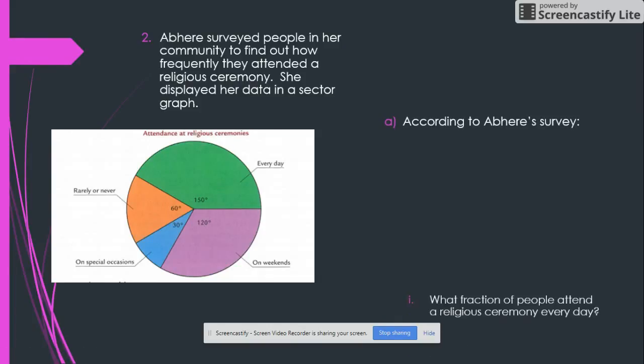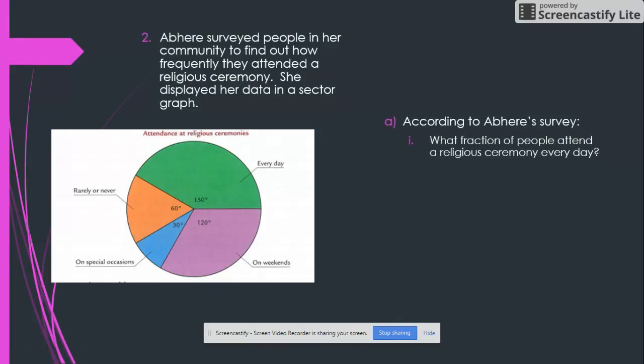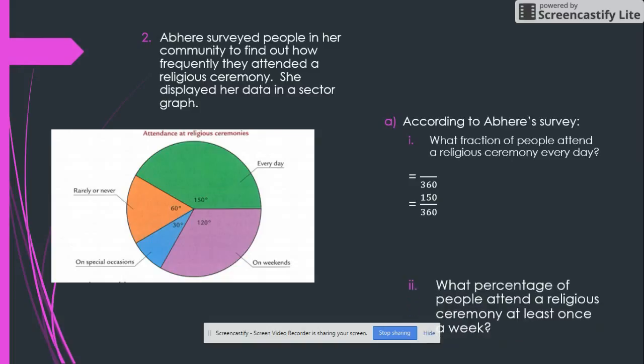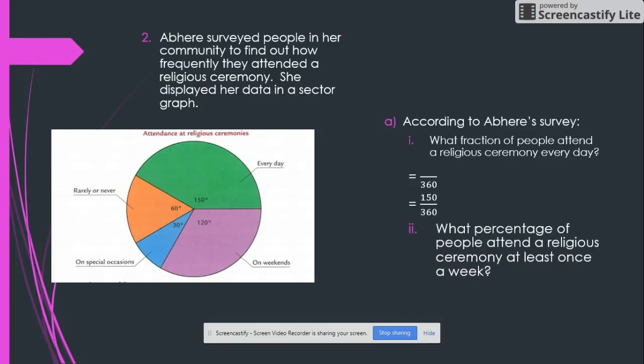So according to Abhere's survey, what fraction of people attended a religious ceremony every day? So what you're going to do is you know that your total's out of 360. So now you have to say, well, how many out of 360? And it was 150. We can see that it's degrees because it's got the little degree sign. It was 150 out of 360. That was the fraction.